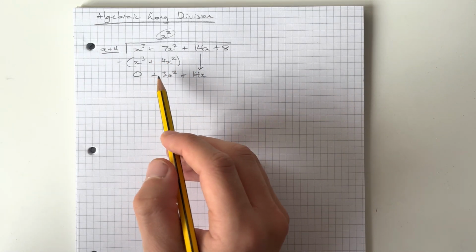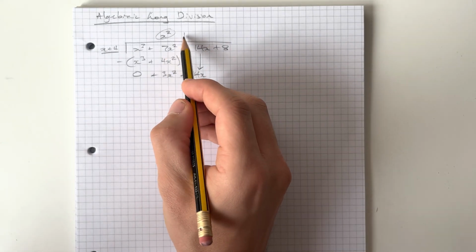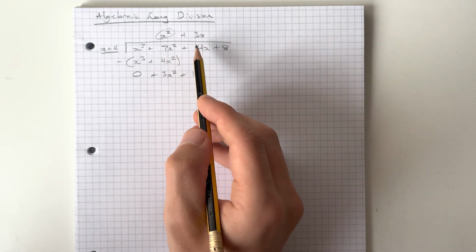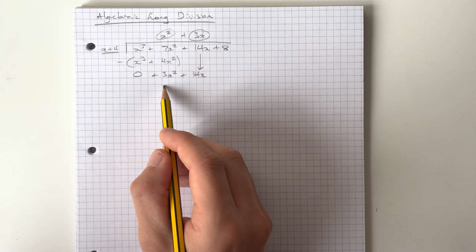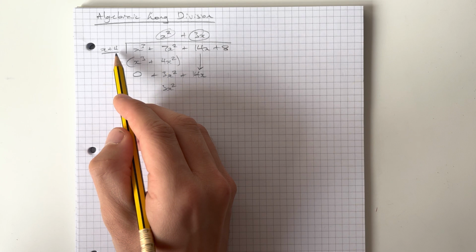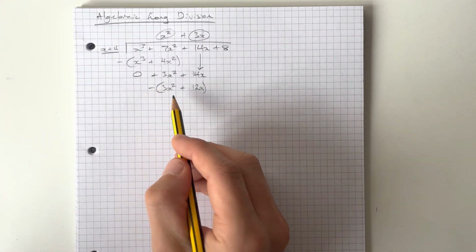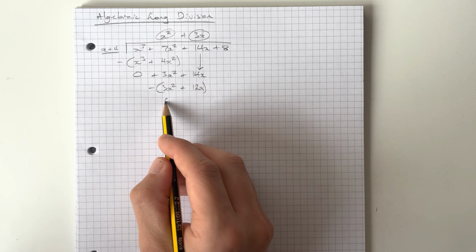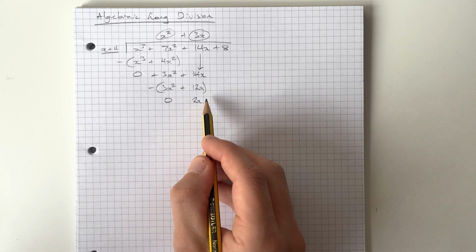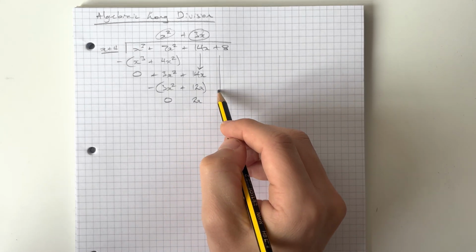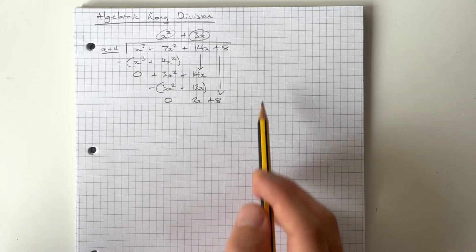So next thing, to get from x to 3x squared, we have to multiply by 3x. So that's going to be our next term up here. It's 3x. Then we take this term, multiply it by this factor. So 3x times x gives us 3x squared. 3x times 4 gives us 12x. Then we take this off. So 3x squared minus 3x squared is 0. 14x minus 12x is 2x. And then we drag down the 8 to fill in the gap. And then we continue like we did before, doing the whole thing again.